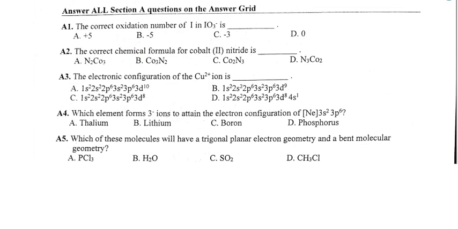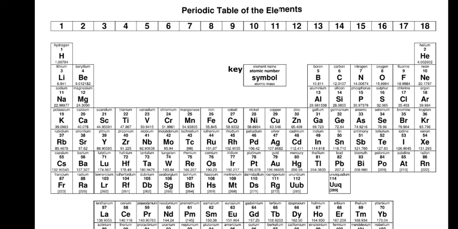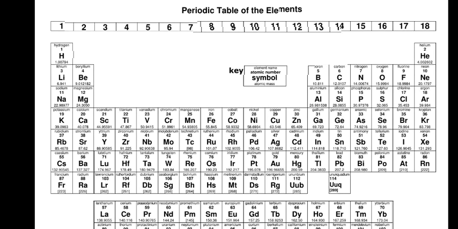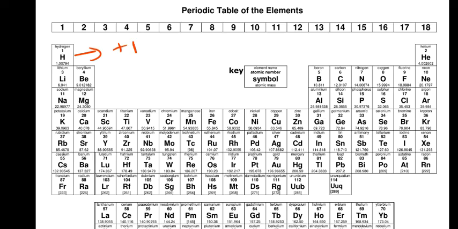Starting with question 1, the correct oxidation number of iodine in iodide oxide is what? Okay, so when it comes to determining oxidation numbers, there are some standards that we follow. Hydrogen has a valence, so we use positive one, and for oxygen we use -2 for the oxidation number. Other things we tend to note: transition elements are the ones that have a tendency of varying oxidation numbers.